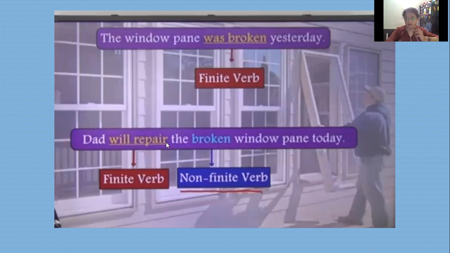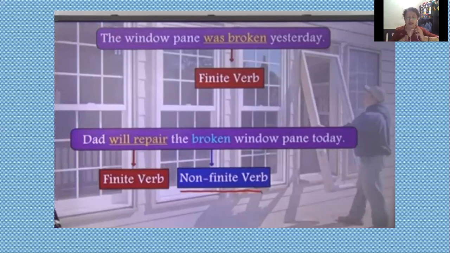Dad will repair the broken window pane today. So now see again, here it is a finite verb, but in the second sentence broken is a non-finite verb because it is not affected by any tense. Will repair is a finite verb because it is affected by tense, that is future tense. Okay, so this is the basic difference between finite and non-finite.